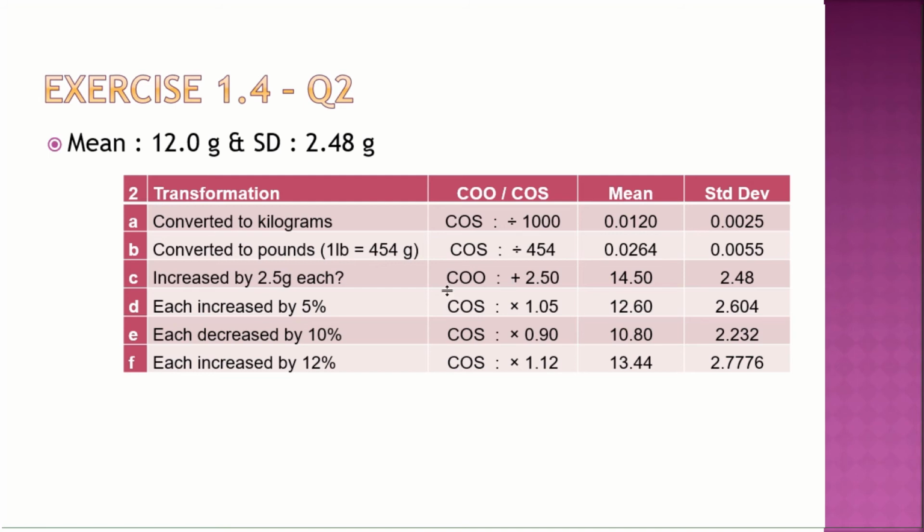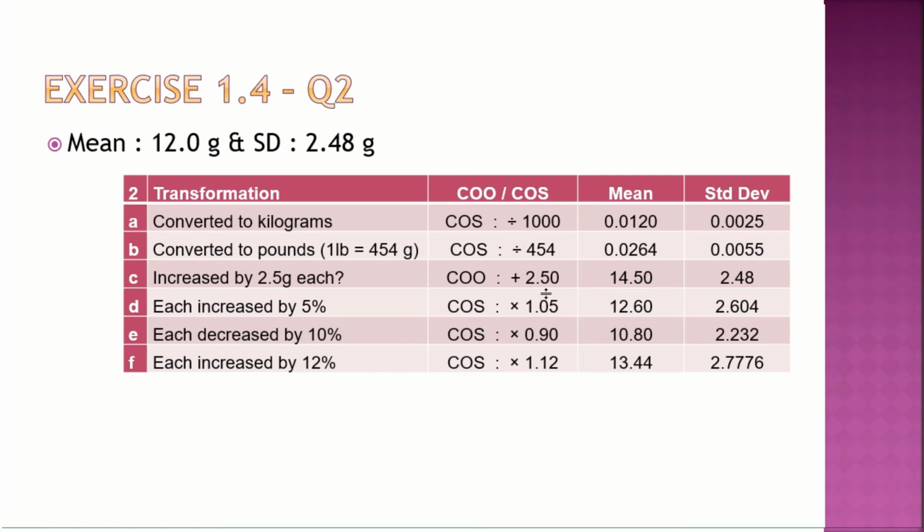Next one. Increase by 5%. Now, whenever it's increase or decrease by percentage, that is always COS. Why? If you want to increase by 5%, basically you're going to multiply with 1.05. Original 100, you increase by 5%, 1.05.